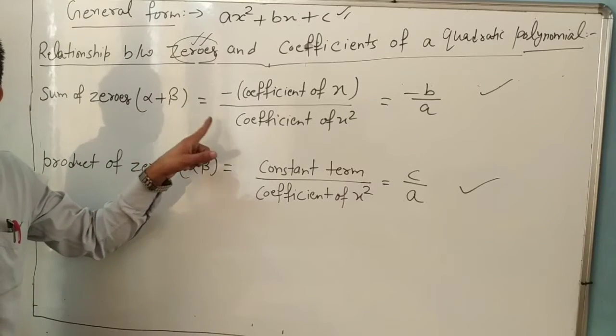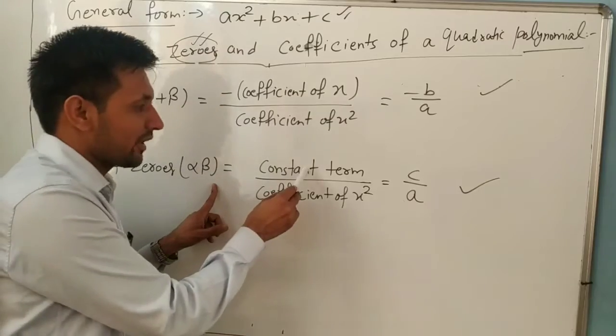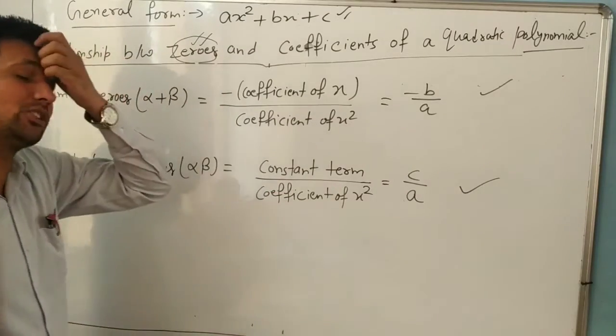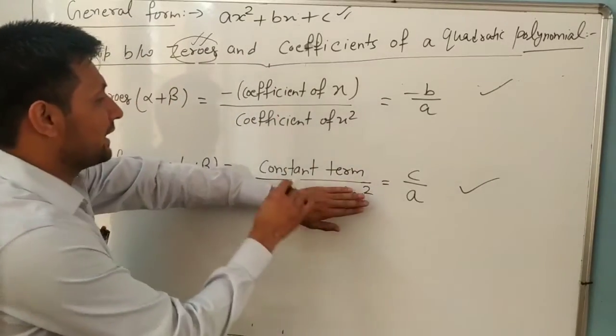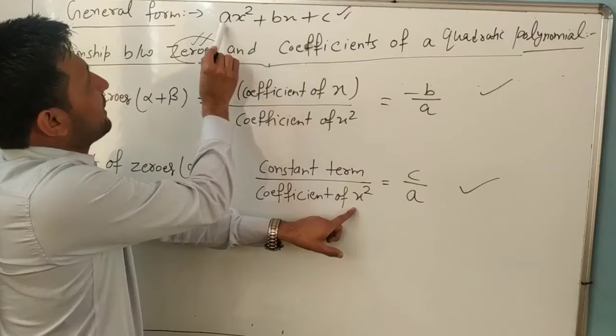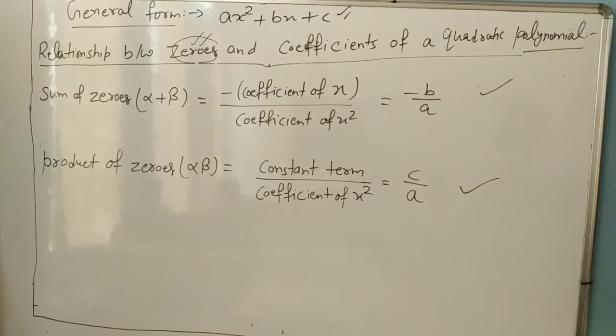Product of zeros. First is alpha, second is beta. Product alpha into beta is the constant term divided by the coefficient of x square. Otherwise you can remember in short form c by a. C means constant term, and x square is multiplied by a. Understand? Now we start our question number 1, 2.2.